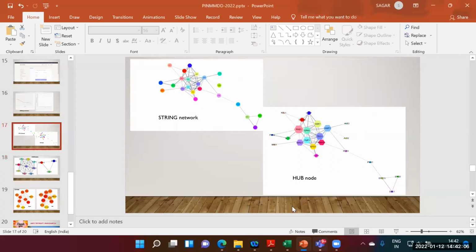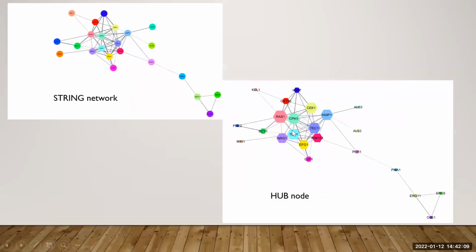So this is the hub node we see here. When you look into the network, the size of every node is similar here. But here, the size of some nodes is increased and some is decreased. The increased node size indicates that these proteins are the main players in the pathway. Okay, these proteins are main players in the particular pathway.